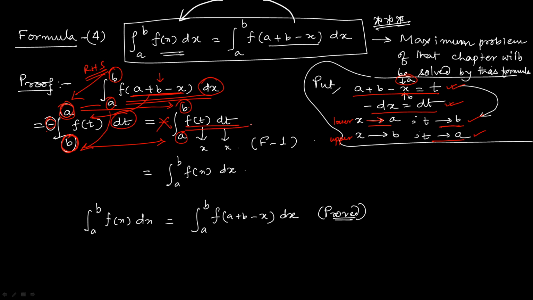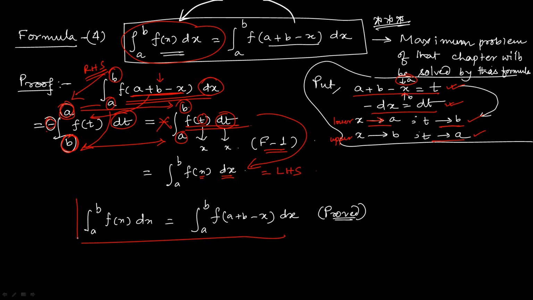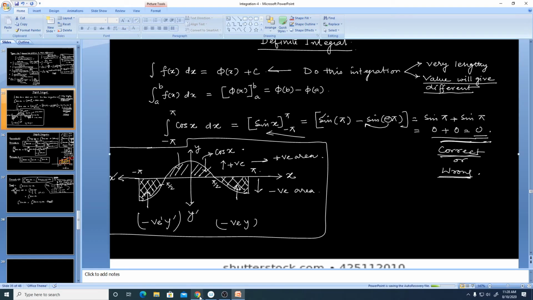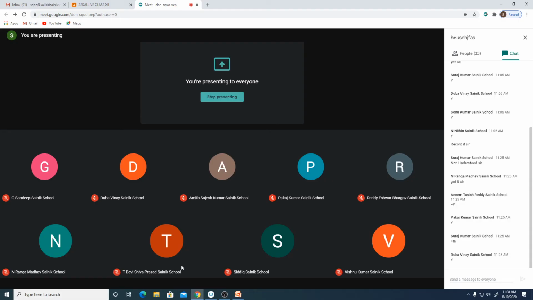Now this one we can change from the first formula, that when I change this t and dt into dx, that means this one I am taking x and this one I am taking x, so both will be the same by formula number 1. So finally, isn't it the left hand side? This is left hand side or not? So finally this formula is proved. Please confirm in the chat box, Suraj. Confirm here, Suraj. Okay, thank you.